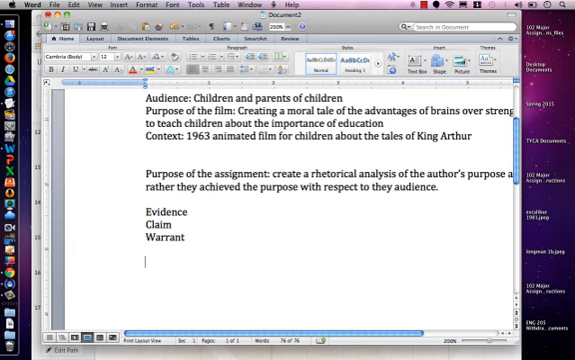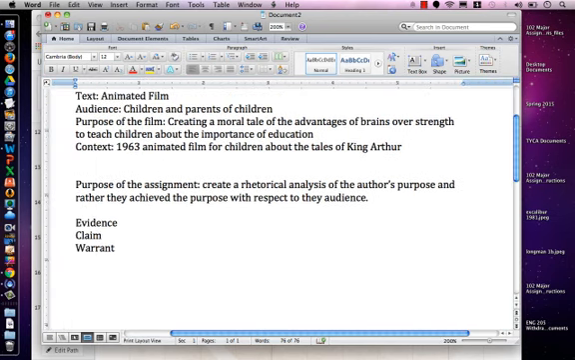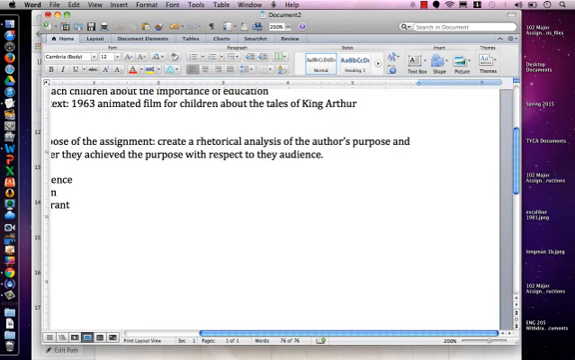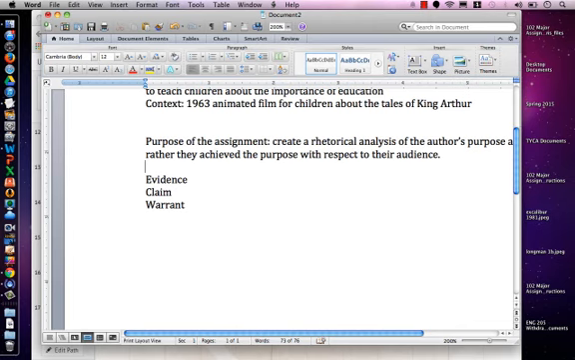So the purpose of the assignment is to create a rhetorical analysis of the author's purpose, and whether they achieve the purpose with respect to their audience. Even English teachers aren't perfect. So the evidence is the reason for the claim.